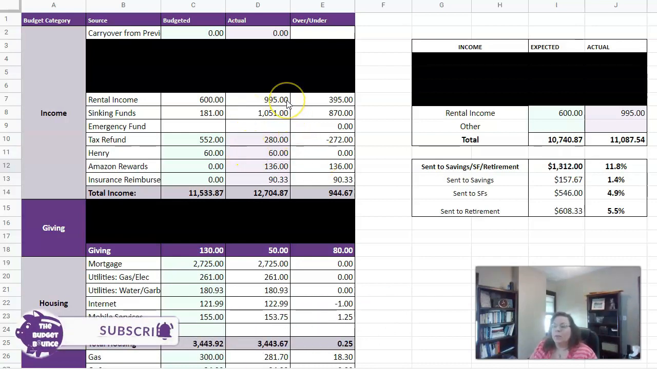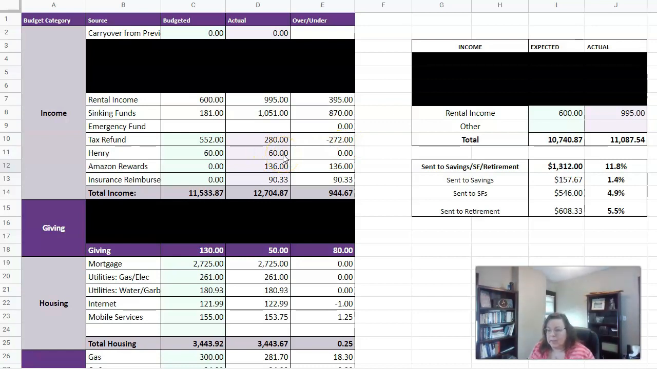So first of all, rental income came in at $995, which is higher than what we anticipated, and so we are over by $395 there. Sinking funds, we ended up using $1,051, which was $870 more. We didn't use the emergency fund at all. The tax refund that came in was $280, which was under by $272.